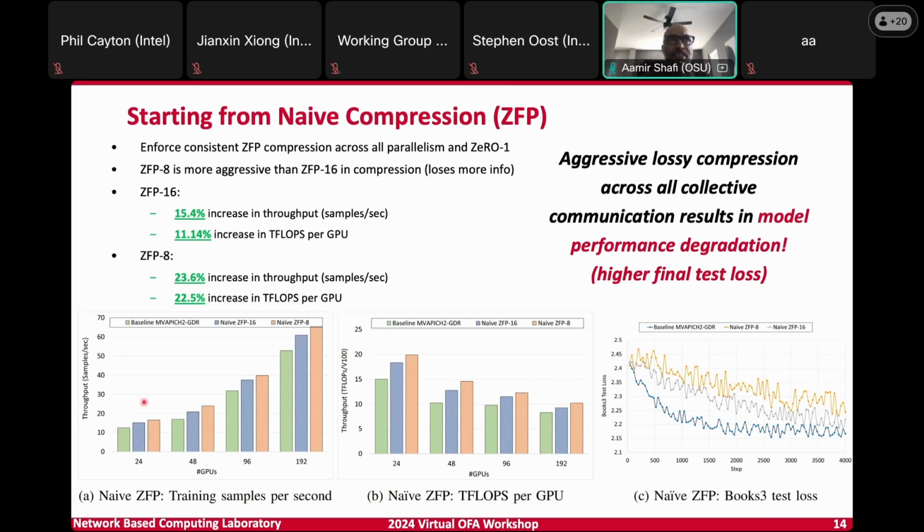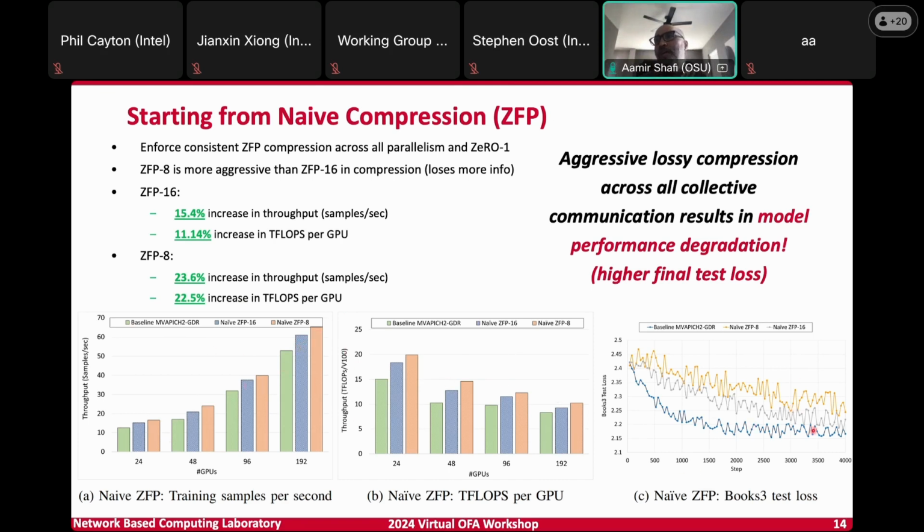If we just look at the left figure first, the baseline is giving us a certain performance. It's scaling well, which is good, going from 24 GPUs to 192 GPUs. Then we look at how we are doing with naive ZFP 16 and naive ZFP 8. ZFP 8, the orange bar, is the most aggressive. It's basically compressing every FP32 into 8 bits, so the compression ratio is 4 times. If I'm communicating a message, the message size is reduced by 4x, which is great. So obviously it's giving me the best performance here.